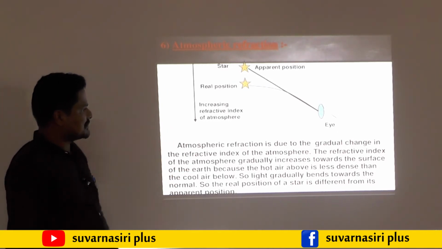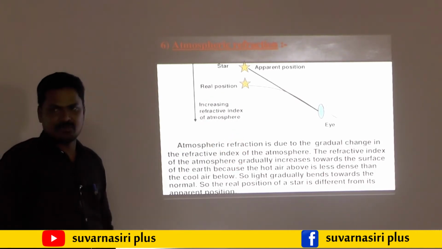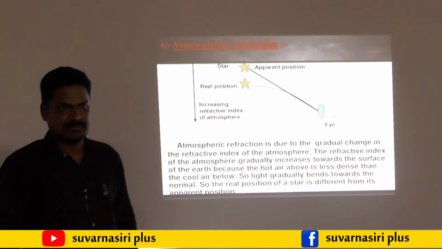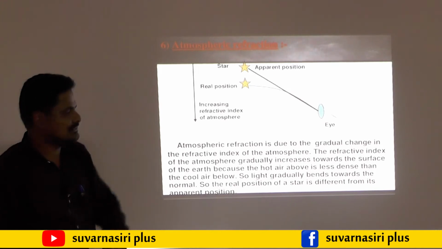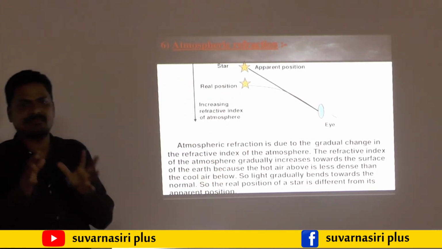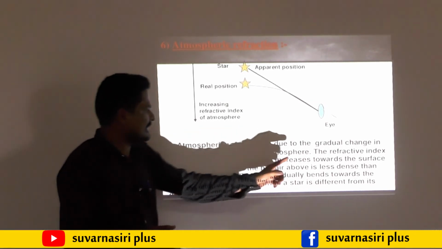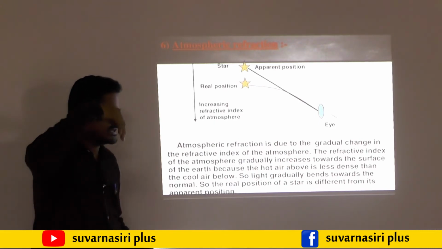So here atmospheric refraction is due to the gradual change of refractive index of the atmosphere. The atmosphere contains several layers. When the light passes through these several layers, what will happen? The refractive index of the different layers increases. Due to that, what will happen? The light gets bent. It bends more and more.